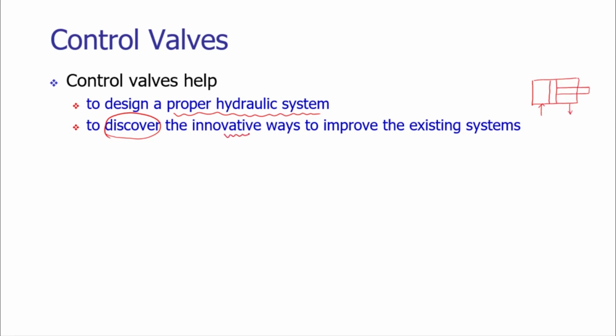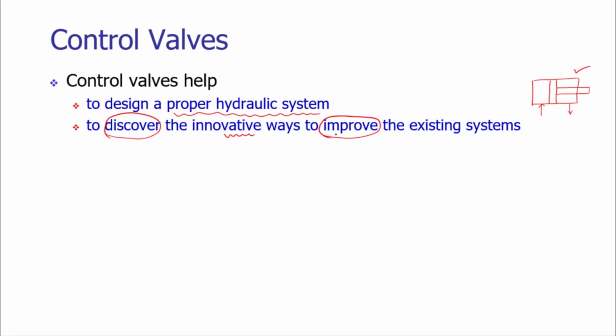So what may be the various ways to control the activity of this actuator? We can use a simple two-way valve, or we can utilize a three-way valve, or we can use the regenerative valves, or we can use the proportional valves to control the activities. These different, innovative ways are helpful to improve the existing system. So the same single acting cylinder can be utilized for a variety of applications.